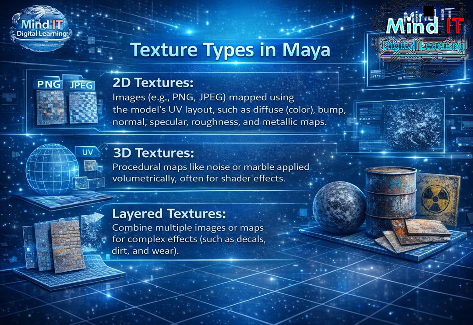Texture types in Maya. Textures in Maya enhance materials by adding surface detail, depth, and variation. 2D textures: images, e.g., PNG, JPEG, mapped using the model's UV layout, such as diffuse, color, bump, normal, specular, roughness, and metallic maps. 3D textures: procedural maps like noise or marble applied volumetrically, often for shader effects. Layered textures: combine multiple images or maps for complex effects, such as decals, dirt, and wear.